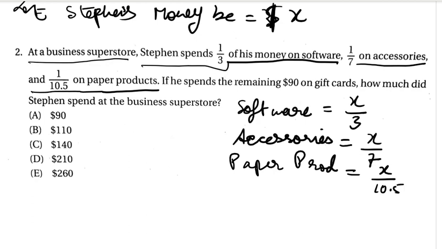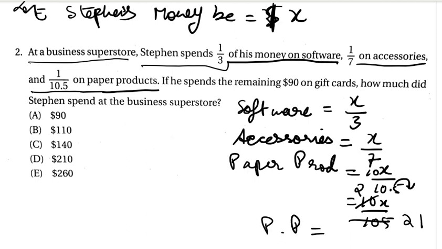So if you remove the point, you have to add a 10 on top, so it becomes 10x by 105. So you can cut this by 5. 5 2s are 10 and 5 21s are 105. So paper products, PP, I'm writing is 2x by 21.